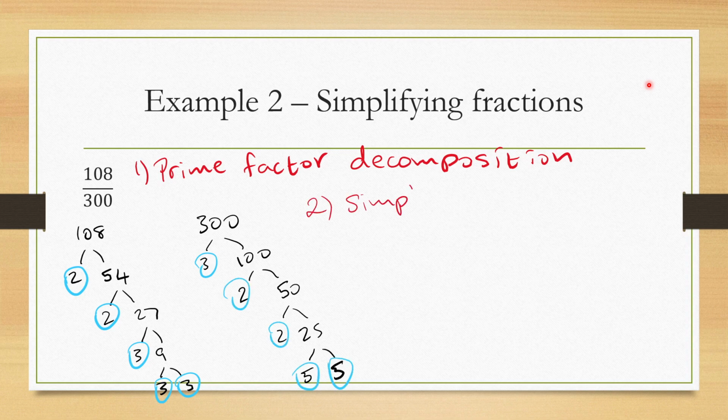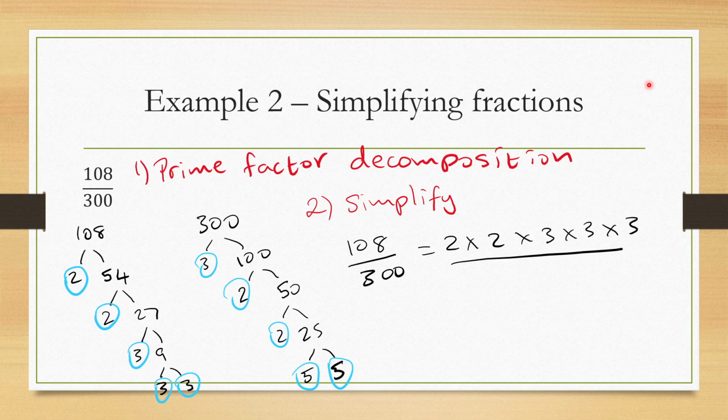Now, simplifying. Now I'm going to write down the original fraction again, because it's always best practice, because then you don't put the 300 ones on top and 108 ones on bottom. So put the prime factors for 108 on top, and put the prime factors for 300 on bottom.